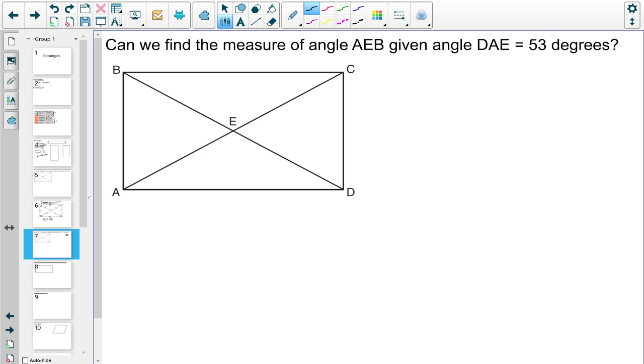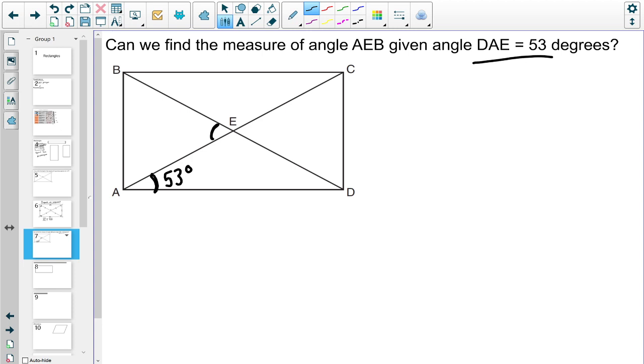So here's an example of doing some work with using the triangles that form a rectangle. So can we find the measure of angle AEB? AEB is right here. Given that DAE, that would be this angle, is equal to 53 degrees. So let's think about what we know here about rectangles.